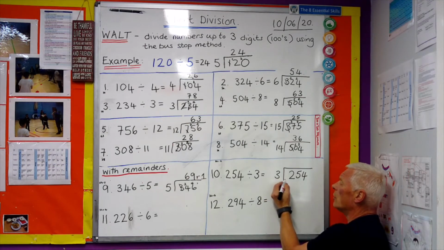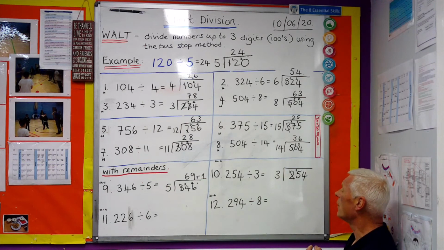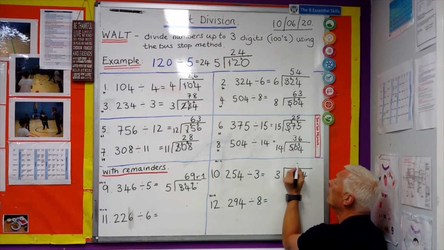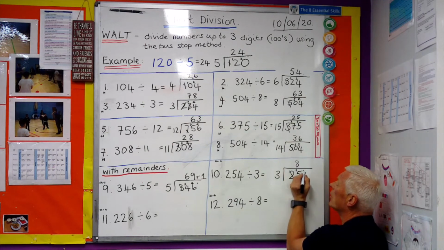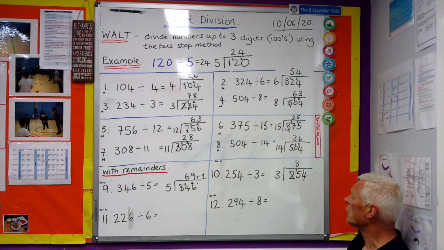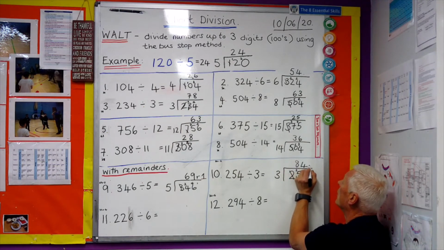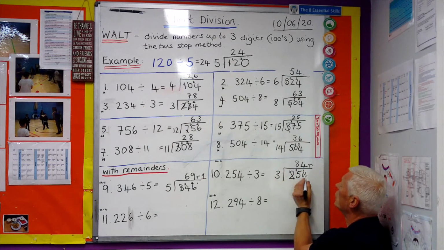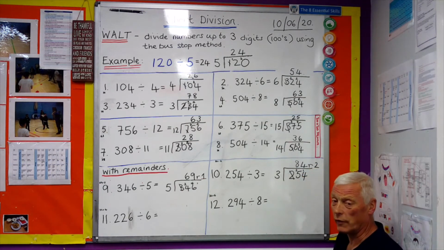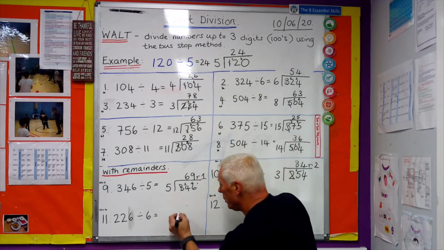3 into 2 doesn't go. So 3 into 25. 8 3s are 24. So it's 8, remainder 1. How many 3s go into 14? 3 4s are 12. 3 5s are 15. 15 is too big a number. So 3 4s are 12. So it's 4, remainder. If that's 12, I've got 2 left over. So the answer is 84, remainder 2. Last couple.